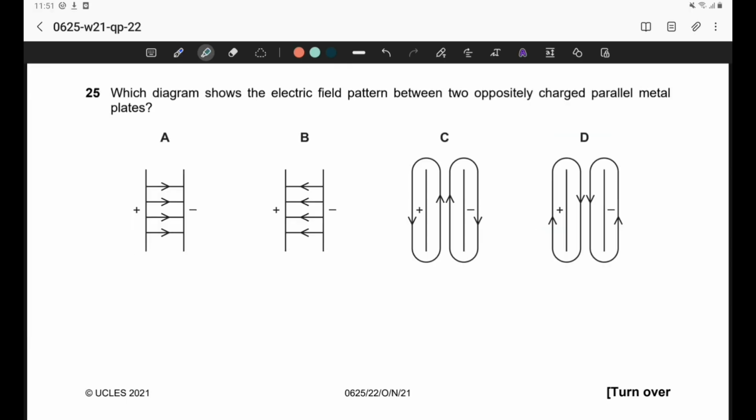Question 25. Which diagram shows the electric field pattern between two oppositely charged parallel metal plates? So it will be parallel straight lines, the electric field between two parallel plates, and the direction of an electric field will always be from the positive side to the negative side. Therefore, the correct answer is option A. Their field lines will be parallel straight lines, equidistant, and the direction always from positive to negative.